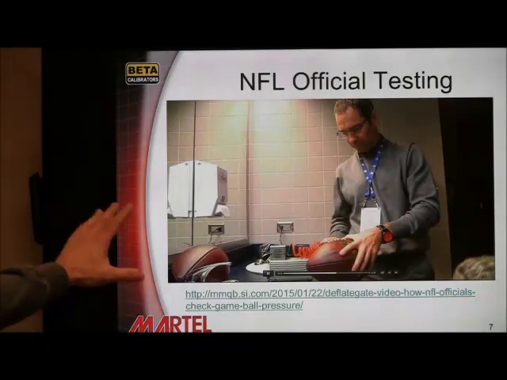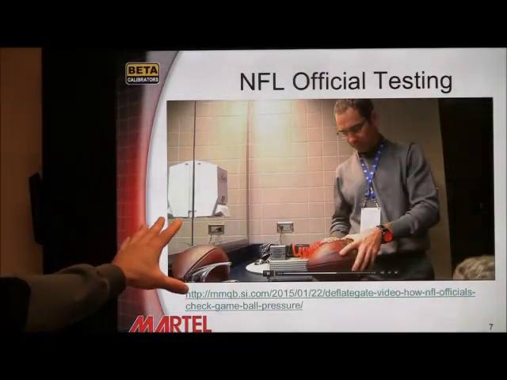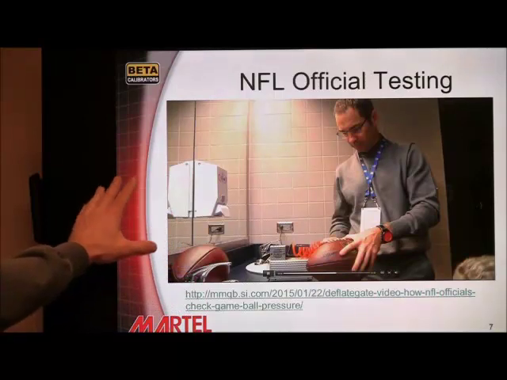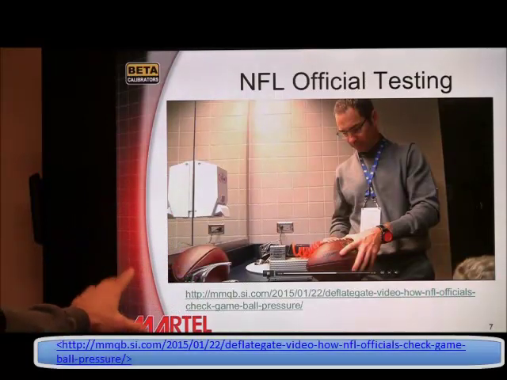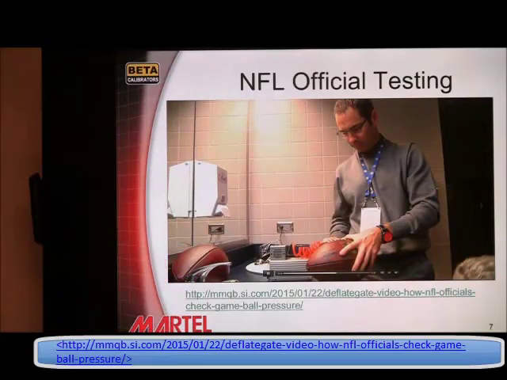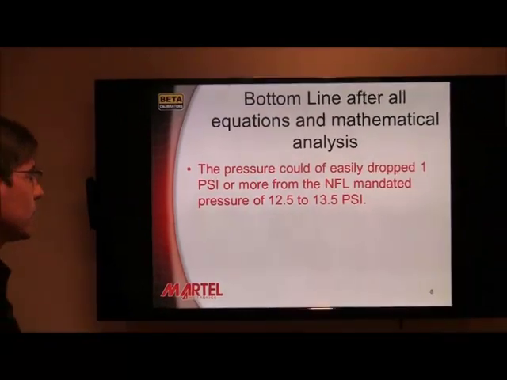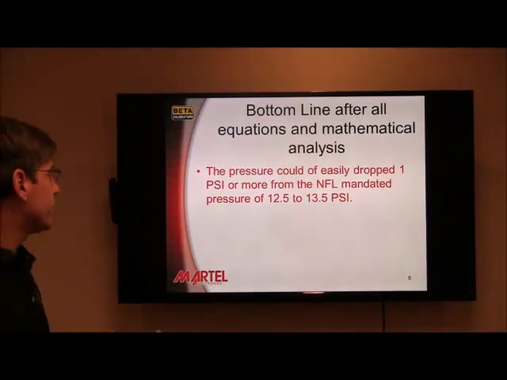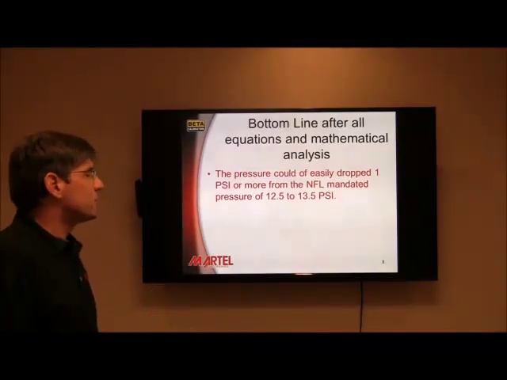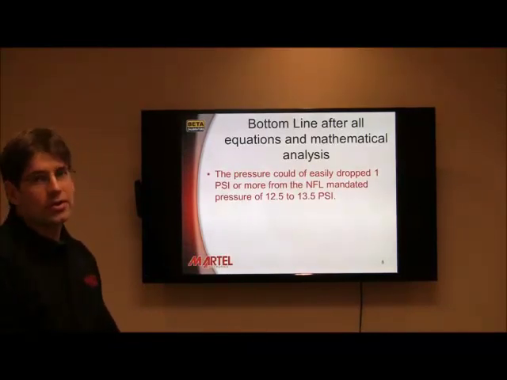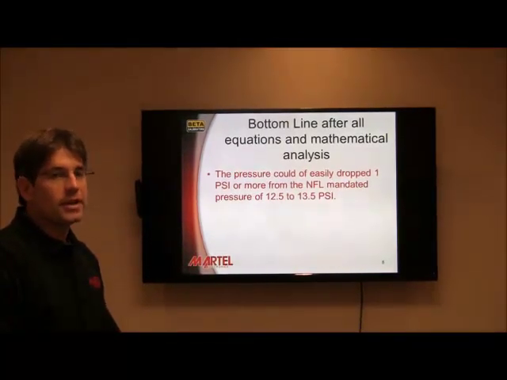First I want to show you this. This is a great snapshot of officials testing the ball. This was actually in Chicago, I believe in 2013, and we have a link here so you can check that out when you get a chance. So bottom line, after you do all the mathematical equations and take into consideration the physics, the pressure could have easily dropped 1 psi or more from the NFL mandated pressure, from 12.5 to 13.5 psi.